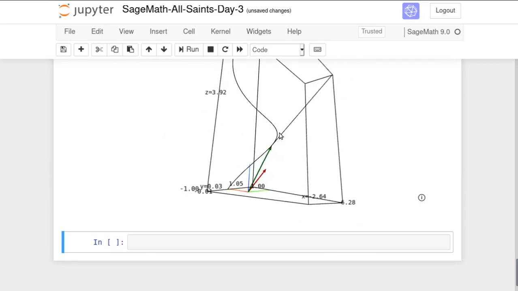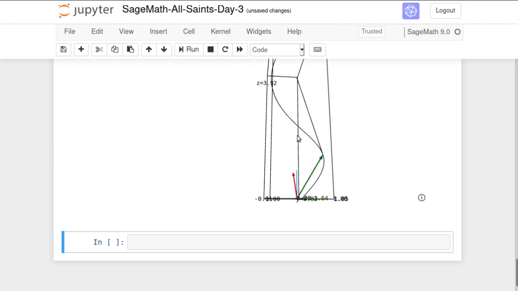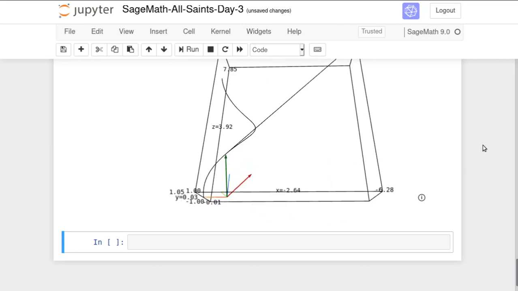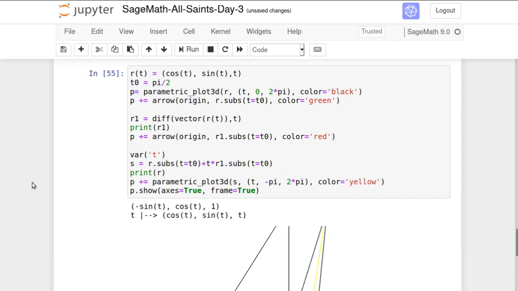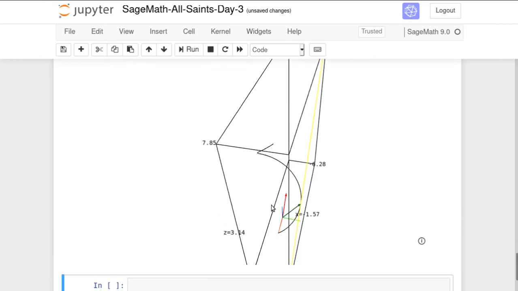Are we getting a tangent line finally? What is the color that we have given? Color equal to. What is the other color that we can give? Maroon or yellow? And maybe instead of 0 to 2 pi, we will put minus pi so that we can see some left side also of the line. Okay.